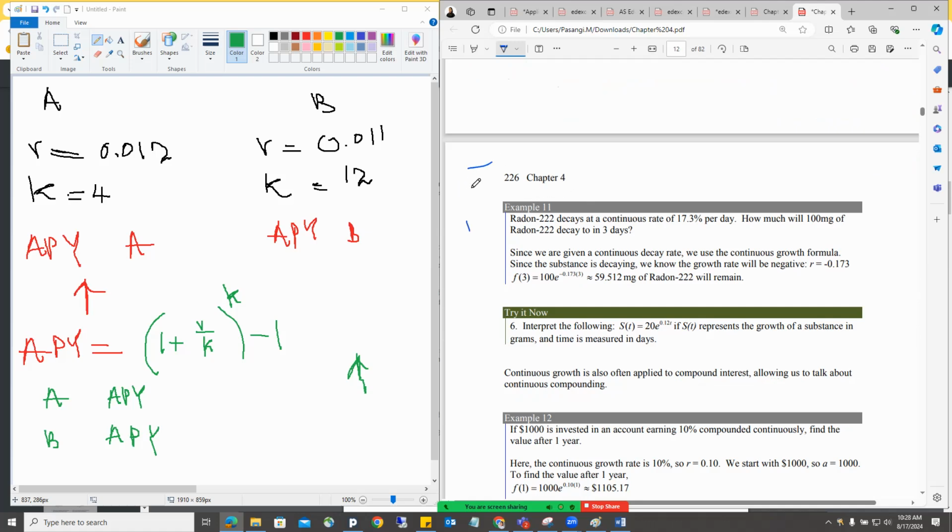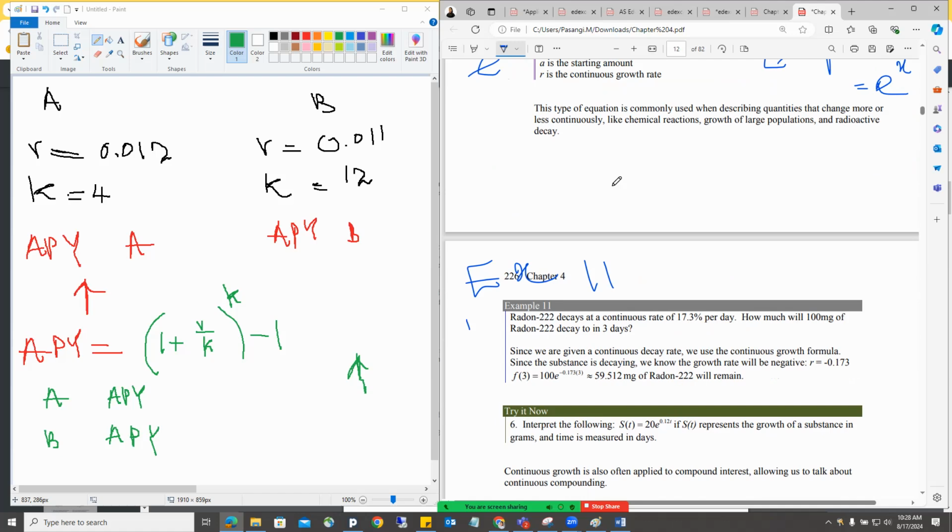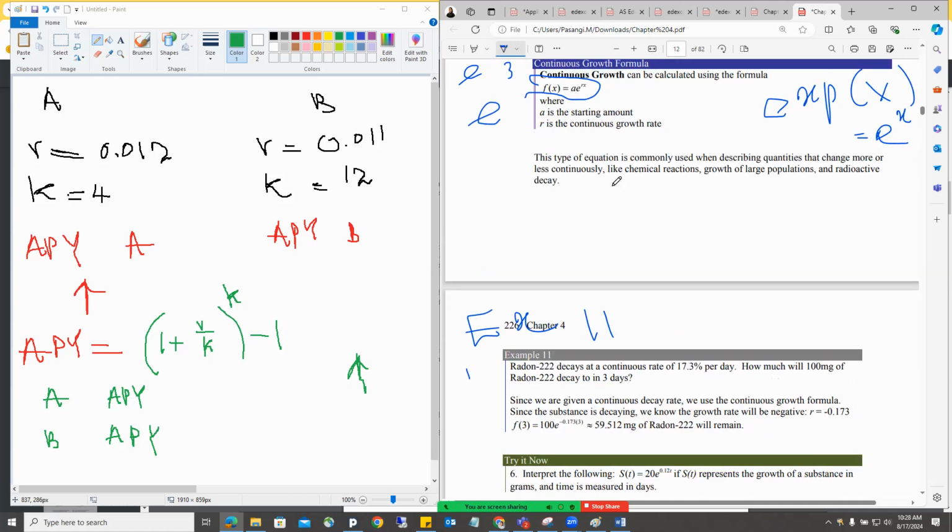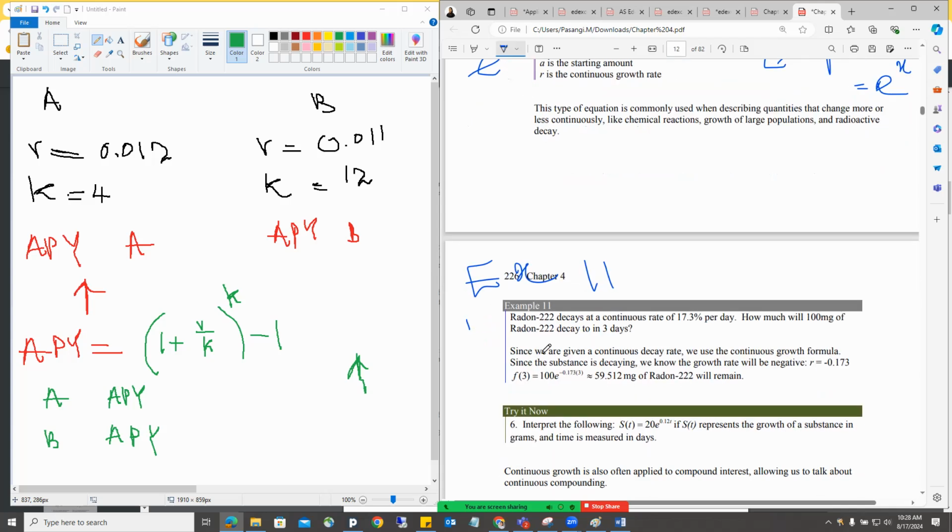Can you try this example 11 now? Is it clear up to this point? No? Is it clear? Yes. If I am doing it too fast, please stop me and tell me. Always you can stop me and ask anything. Shall we try this example 11 then? Okay.